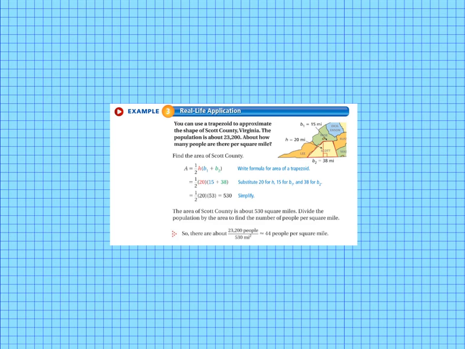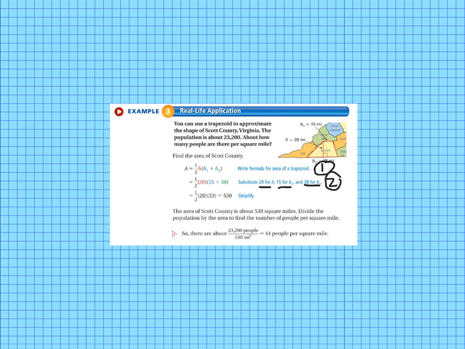So they've shown you the county on the map with a trapezoid shape on top of it to show you that it truly is just about the shape of a trapezoid. So your first step is going to be to write the area of the trapezoid. And your second step is to substitute in those numbers. So 20 is the height, 15 is base 1, and base 2 is 38.